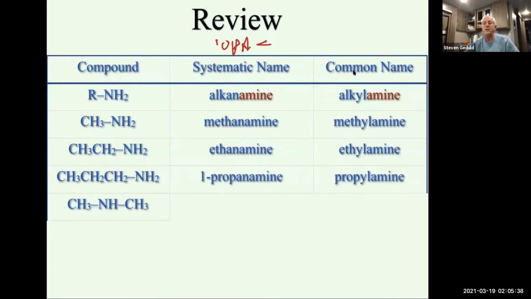Now we have a secondary amine. The systematic name would include N, because there's an extra attachment now. So it'd be N-methylmethanamine. You're naming each part. The common name would be dimethylamine. There are just 2 methyl groups attached.